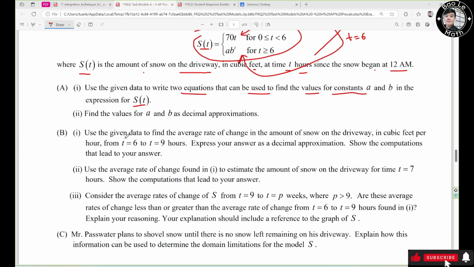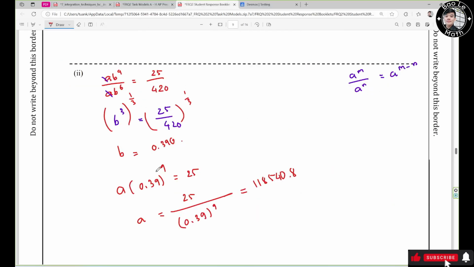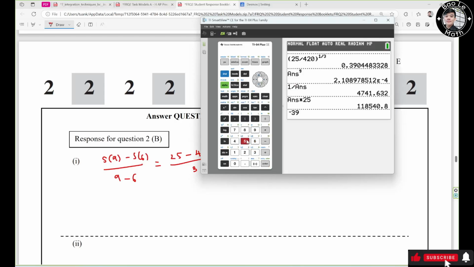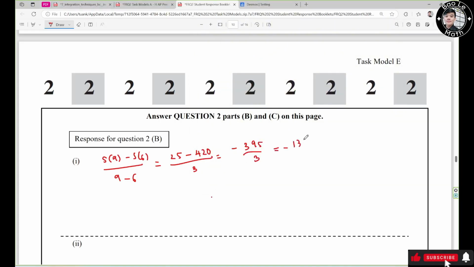Now question B, I. Use the given data to find the average rate of change from t equals 6 to 9. It's going to be s of 9 subtract s of 6 over 9 minus 6. S of 9, we got it, 25. S of 6 is going to be 420, over 3. So it's going to be negative 395 over 3. Now we're going to use the calculator. Negative 395 divided by 3 is going to be negative 131.666 cubic feet per hour.